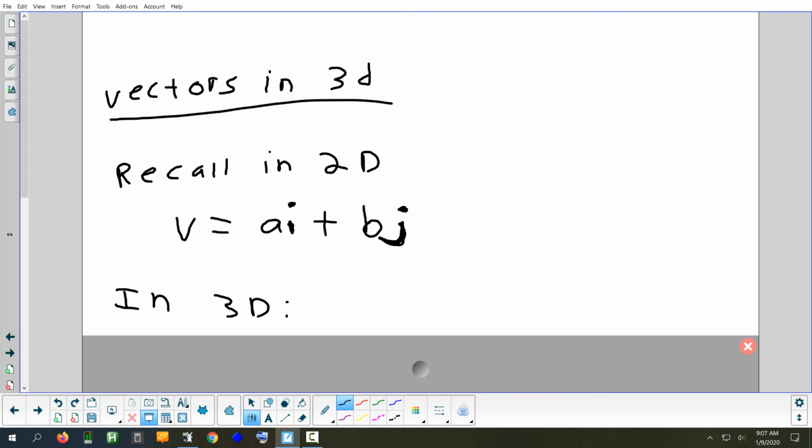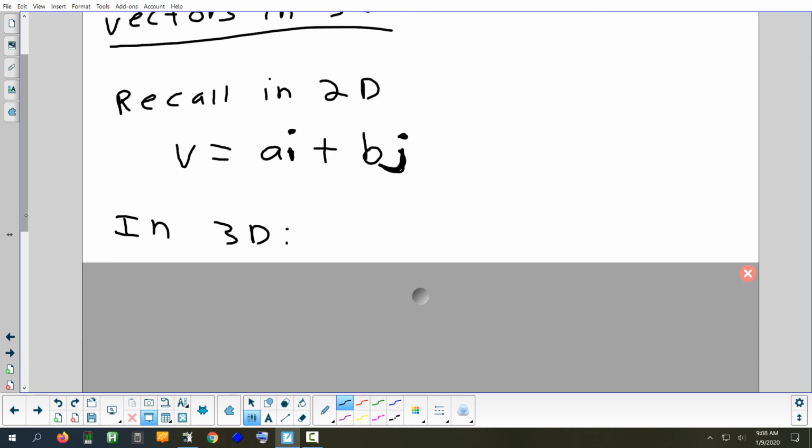Now in 3D, we're going to need a unit vector that points in the direction of the z-axis. Okay? We're going to have to add one more vector that's going to have a special name. So we have I, we have J. Anyone know what the next letter we're going to use is? K. Yep, I'm going to use K.